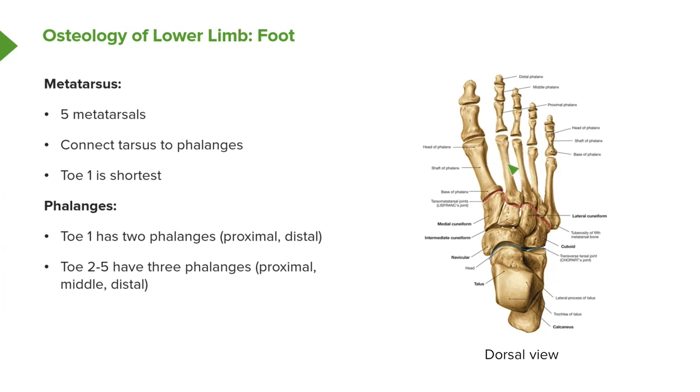If we look at metatarsals 2, 3, 4, and 5, we see they have a base, a shaft, and a head, but these are much thinner. We can then see, just like the digits in the hand, digit 1 has 2 phalanges, a proximal and a distal. So we can see the proximal and distal phalanges of the first digit, the toe, and then digits 2, 3, 4, and 5 have proximal, middle, and distal phalanges.